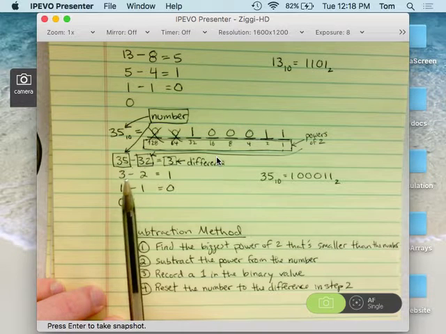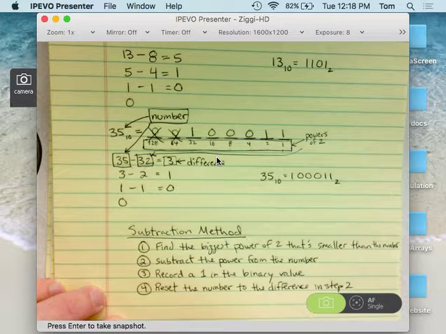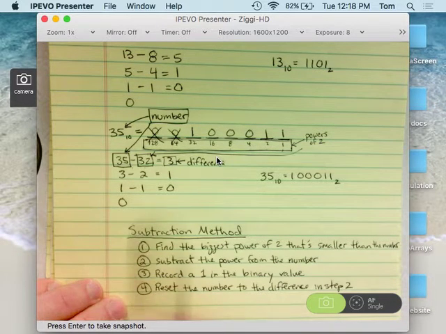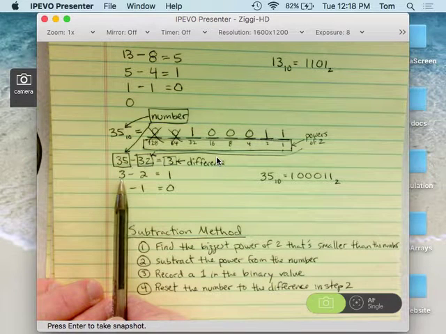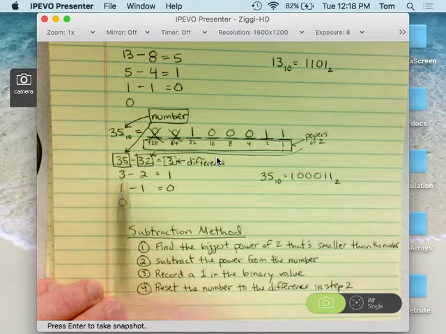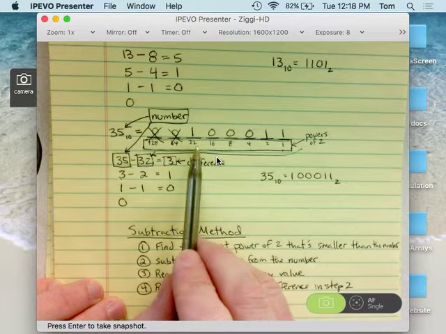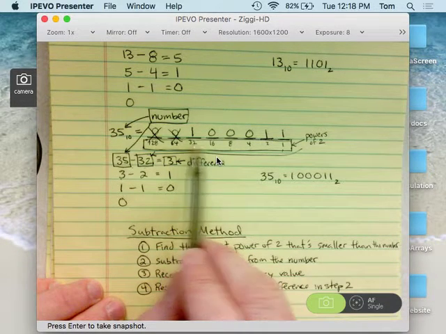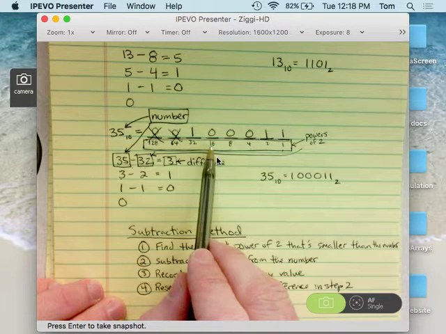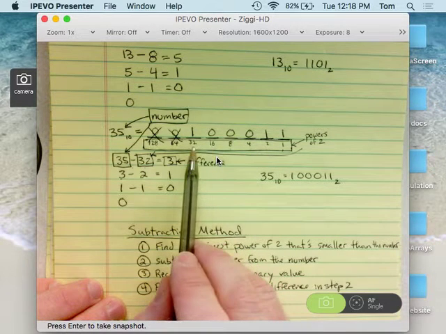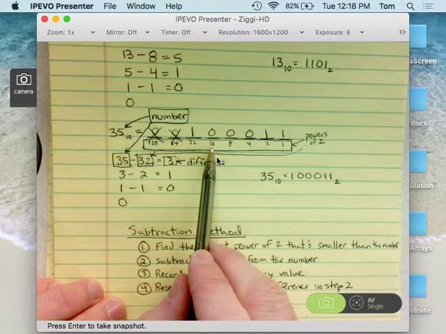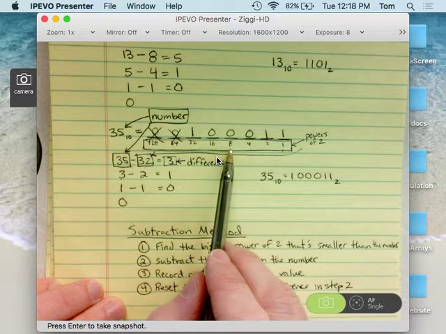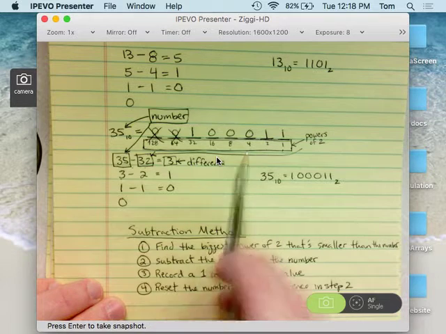The next thing I want to do is figure out which number I should be subtracting from my number next. Basically the way that we do that is we go down the line. We started with 32. The next thing that I would like to subtract is 16. So how do I get from 32 to 16, and then from 16 to 8, and then 8 to 4? We divide by 2.